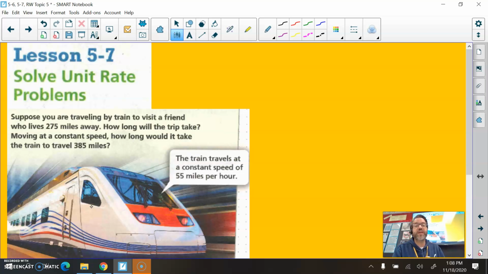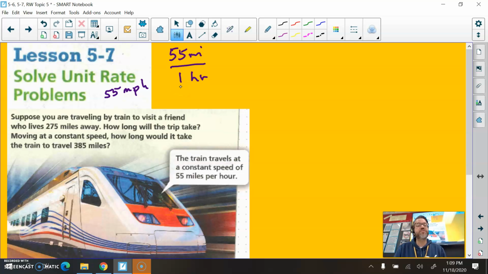So again, suppose you are traveling by train to visit a friend who lives 275 miles away. How long will the trip take? The train travels at a constant speed of 55 miles per hour. Okay, so I can write that as a ratio. I can say 55 miles in 1 hour. I know we could write 55 mph as well. mph is a common abbreviation for miles per hour. But I want to write it as a ratio, 55 miles in 1 hour.